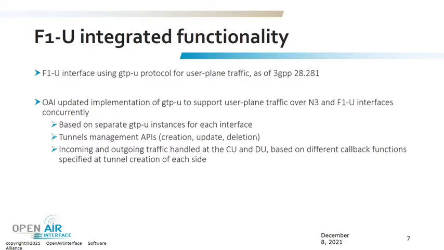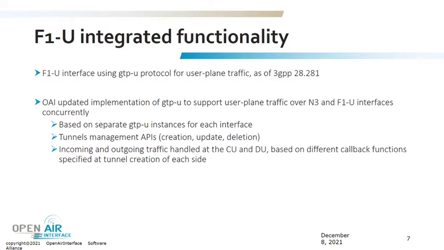Now, with respect to the F1U integrated functionality in OpenAir, the F1U interface, as I said before, is using the GTPU protocol as per 3GPP 38.425. OpenAirInterface has updated its implementation of the GTPU in order to support user plane traffic through both the N3 interface, the interface with the UPF, and F1U interfaces concurrently, so that we can support an end-to-end traffic exchange. And this is being done based on separate GTPU instances for each interface.